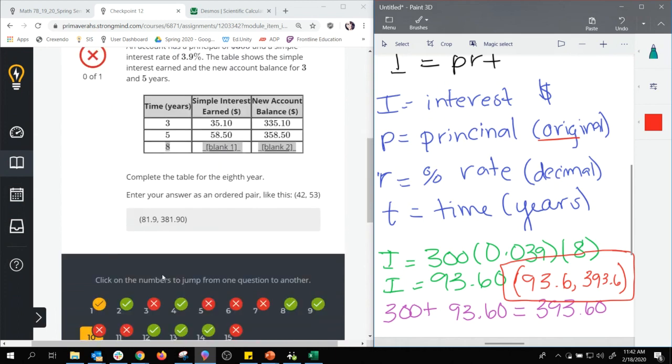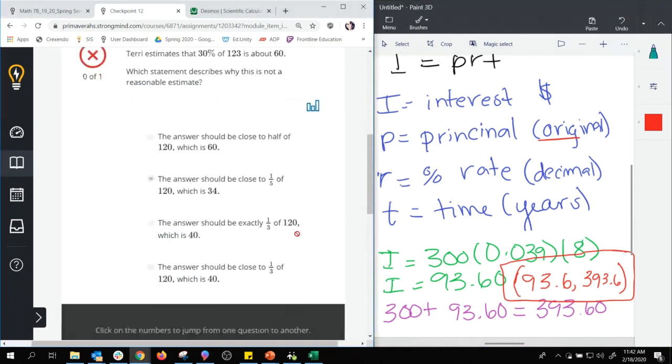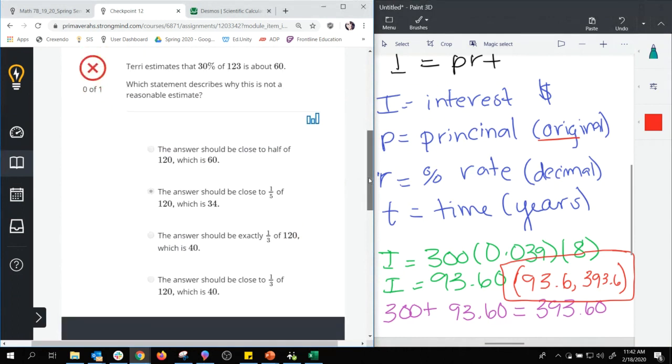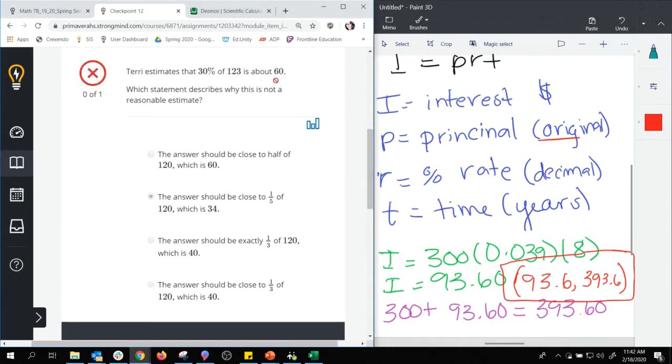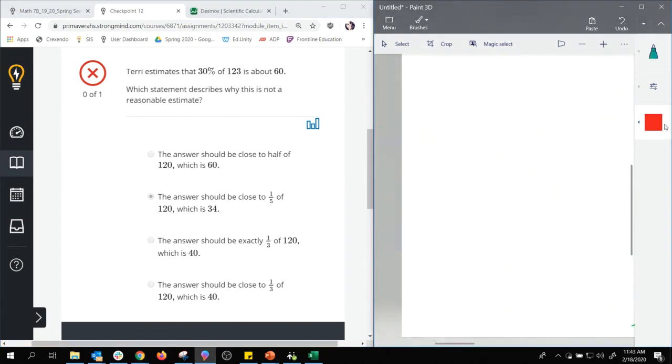All right. Next one, it's number 11. Terry estimates 30% of 123 is about 60. Which statement describes why this is not a reasonable estimate? Well, 123 is really close to what whole number? If you were to round 123 to an easier number to work with, what do you think is close to it but easier? 120. I agree. Chelsea, do you think that's a good estimate if we were to round 123 to a better number?